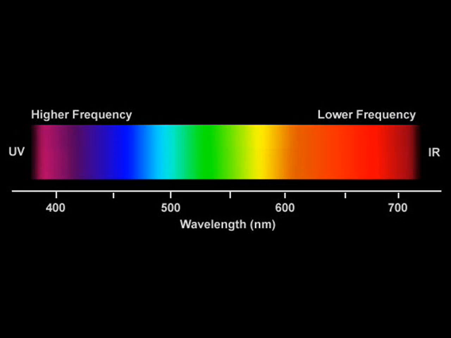Which is easy to remember because Eric Drews just told me that ultraviolet light begins with the violet, and then it goes visible light, and infrared ends with the red. Which is a neat little trick that I did not know.